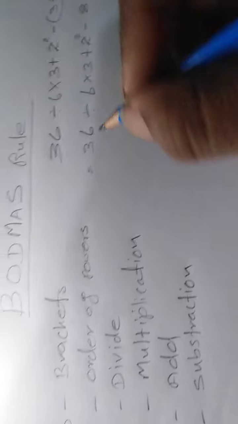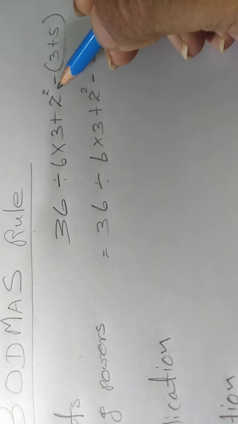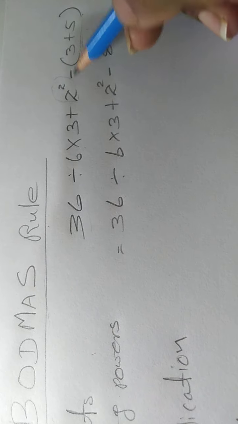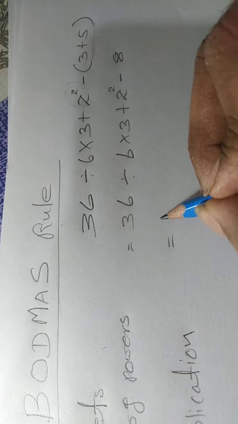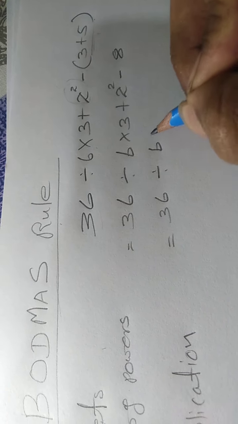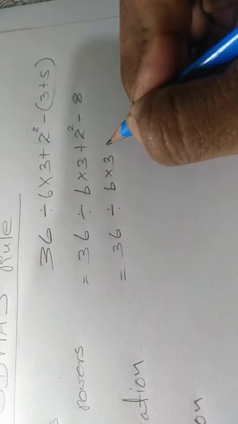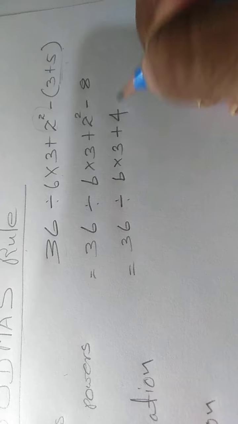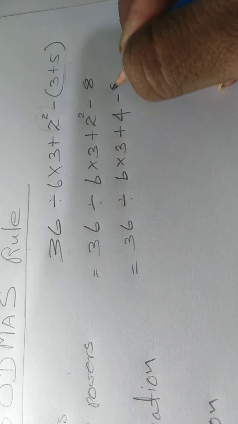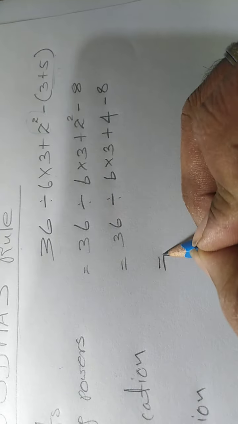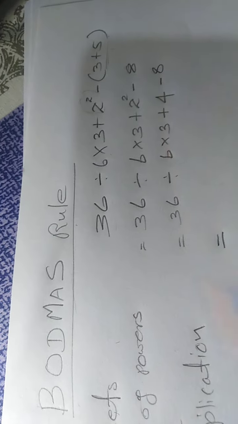Then what do we have to do? Order of power. Here we can see the order of power is this one. Then we solve this as the next step. 2 to the power 2 is 4. The rest stays the same.